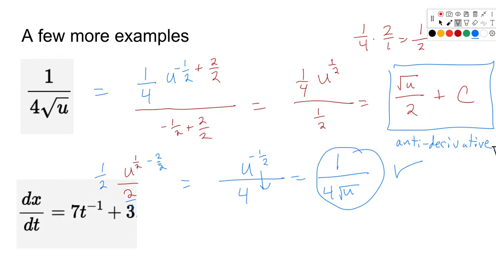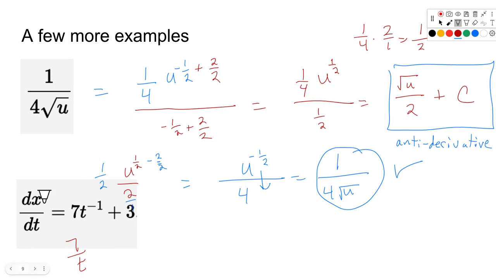Here's another one, and I did this one as well because, so t to the minus 1. So do we try to add 1 to that exponent? You could, but then you get t to the 0, right? And when you divide by 0, ooh, that's not going to work. So what's another way to write t to the minus 1? 7 over t. Now that should give some kind of indication. What is this the derivative of?